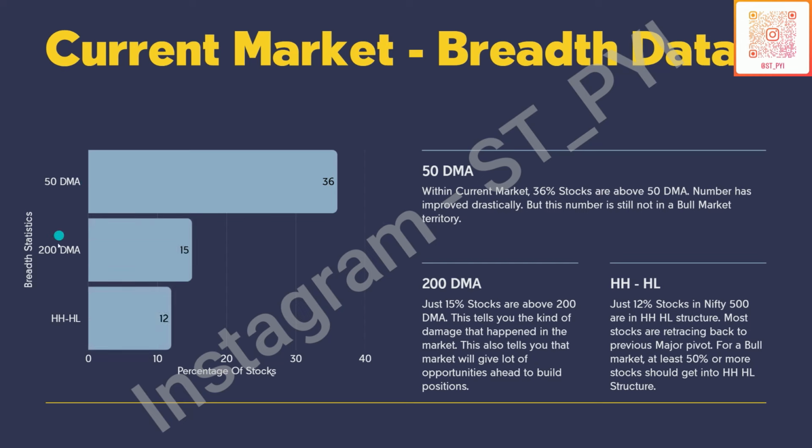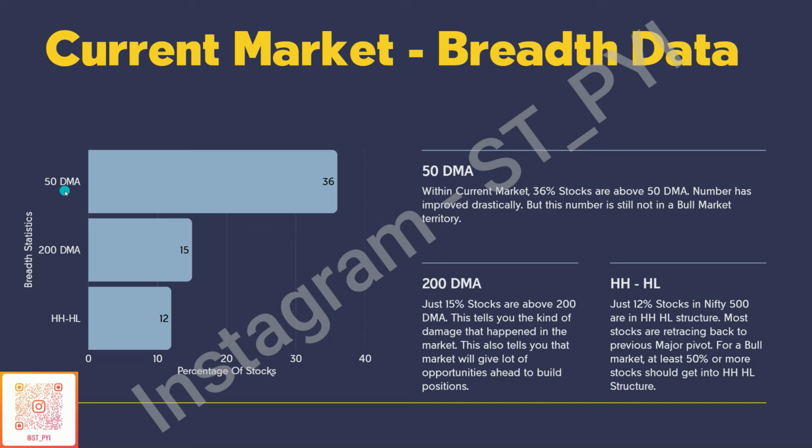Here I have the 50 DMA, this is 200 DMA, and this is the number of stocks that are in a higher high, higher low structure. The reading is 12, which means there are 12% of stocks within Nifty 500 which are in a higher high, higher low structure. When it comes to 200 DMA, currently only 15% of stocks are above 200 DMA. And when it comes to 50 DMA, about 36% of stocks are currently above 50 DMA. This number has improved drastically, but it is still not in bull market territory. Same with 200 DMA. Currently only 15% of stocks are above 200 DMA. This actually tells you the kind of damage that has happened in the market.